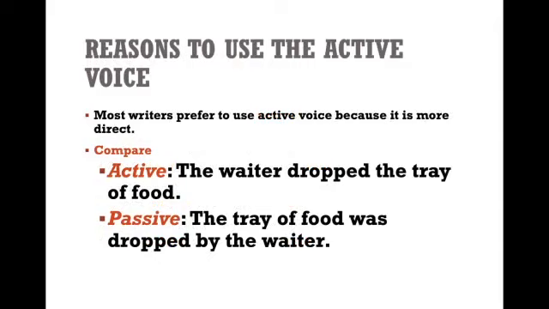So now that we know the difference, why do we use them in certain contexts? Well, most writers prefer to use active voice because it's direct. So let's look at the active and passive on the same slide this time. Active. The waiter dropped the tray of food. The waiter is doing the dropping. He is the active one. He's the one doing the event. So that is active. Passive. The tray of food was dropped by the waiter. The food is not dropping the waiter. So therefore, the food is not active here. It is in a passive motion.